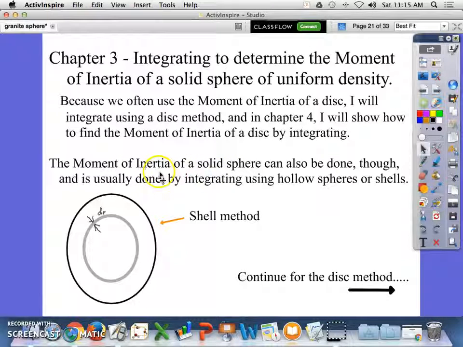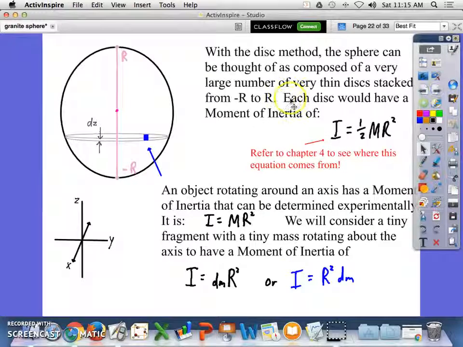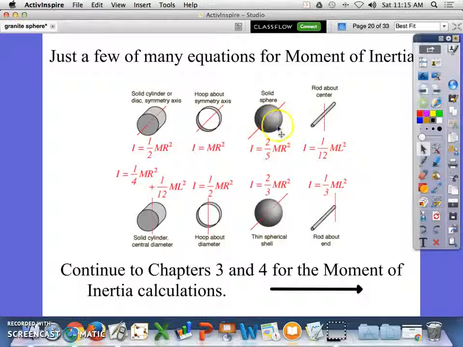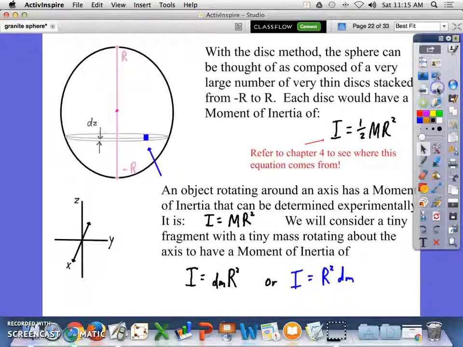The moment of inertia of a solid sphere can also be done, and is usually done, by integrating using a lot of tiny hollow shells or spheres called the shell method. So let's go ahead and continue with my disk method here. With the disk method, the sphere can be thought of as composed of a very large number of very thin disks stacked, here's a disk, from -r on up to r. Each disk would have a moment of inertia of I equals 1/2 mr squared, which is right here. We'll be using that for now.